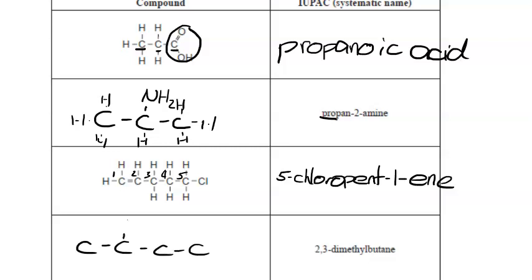Off the second carbon we're going to have a methyl group, and off the third carbon we're going to have a methyl group, and then we just fill in the rest. CH3.